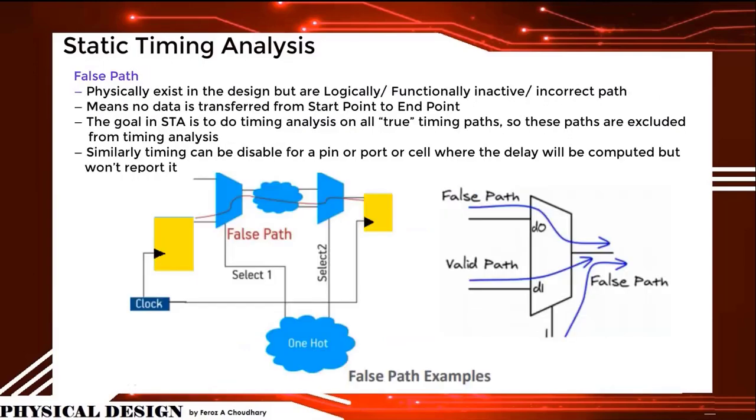netlist. False paths physically exist in the design but are logically or functionally inactive or incorrect paths, meaning no data is transferred from start point to end point. The goal in STA is to do timing analysis on all true timing paths, so these paths are excluded from timing analysis. Similarly, timing can be disabled for a pin or port or cell, where the delay will be computed but won't be reported.